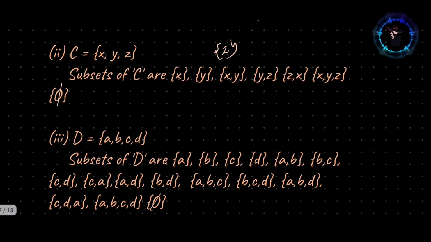Now the third one is A, B, C, D. We have single A, single B, single C, single D, then A, B, B, C, C, D, D, A. We have B, C, D, then A, B, C, B, C, D, A, B, D. All the subsets that can be formed with A, B, C, D should be included. Single alphabet as well as containing all of those, as well as null set.